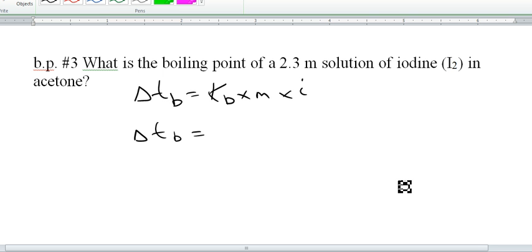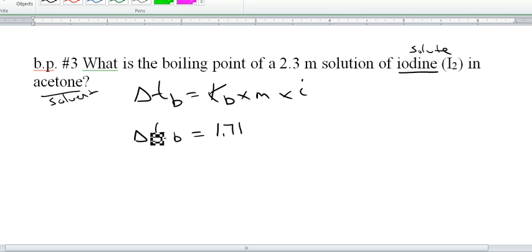It says, what is the boiling point of a 2.3 molal solution of iodine in acetone? And so iodine must be our solute, and acetone must be our solvent. So acetone wasn't in your textbook, but it is on your worksheet, and it has a Kb value of 1.71.